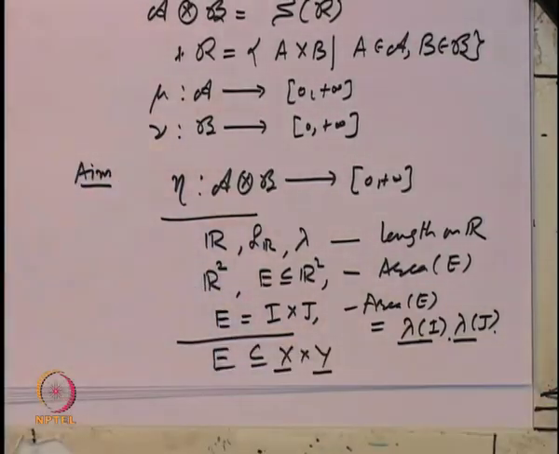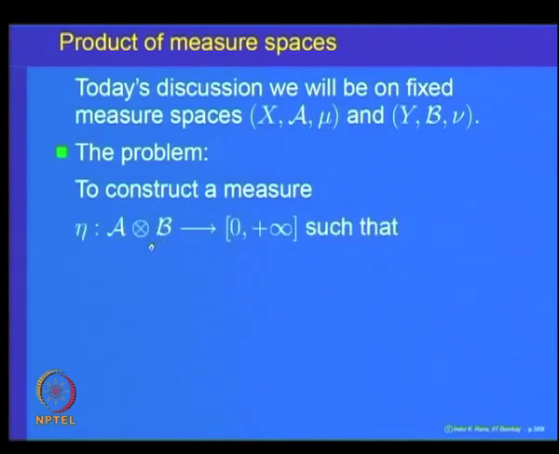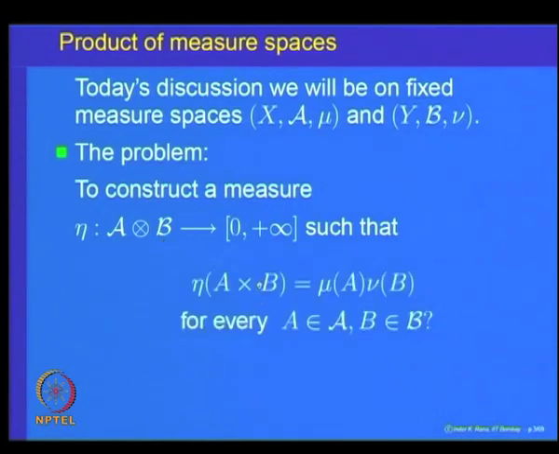So, the abstract problem is the following: given two measure spaces (X, A, mu) and (Y, B, nu), we want to construct a measure, let us call it eta, on the product sigma algebra A times B, such that for sets which are rectangles, what are the rectangles on abstract measure spaces? They are the sets of the type A times B, where A belongs to the sigma algebra A and B belongs to the sigma algebra B.